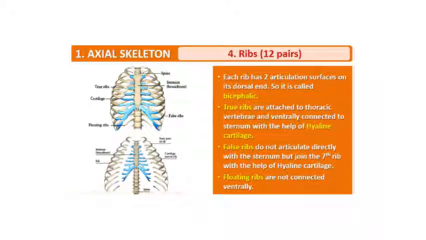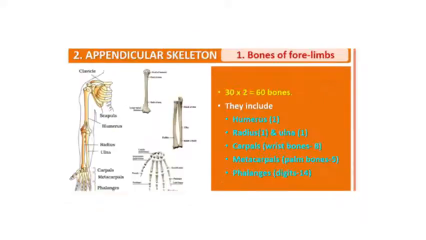Each rib has two articulation surfaces on its dorsal end, so it is called bicephalic. The ribs are attached to the thoracic vertebra and ventrally connected to the sternum with the help of hyaline cartilage. False ribs do not articulate directly with the sternum, but they join the seventh rib with the help of hyaline cartilage. The floating ribs are not connected ventrally. That's why they are called floating.